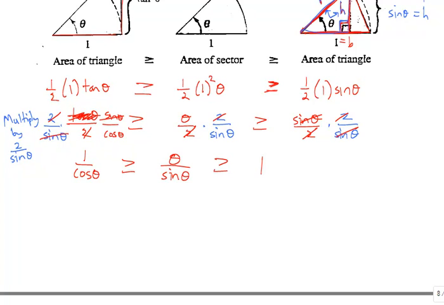Now the next step that we're going to take is to take reciprocals. Again, this is probably not something you would necessarily think to do on your own. That's why the proof is hard. I just want you to be able to follow the steps, not necessarily think of each step on your own. Now, one thing we need to worry about with reciprocals: when we flip these over, this would become cosine theta, this would become sine of theta over theta, and the reciprocal of 1 stays 1.